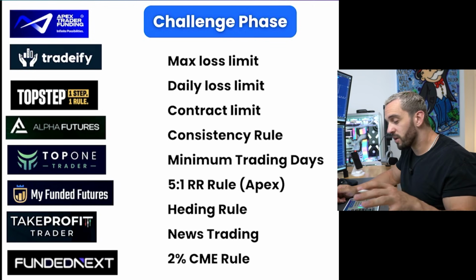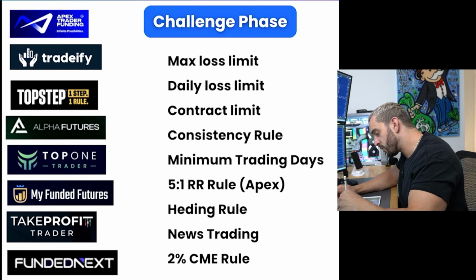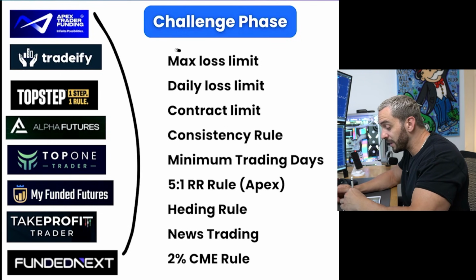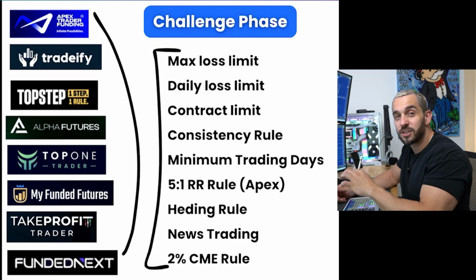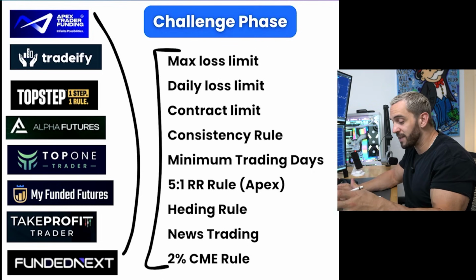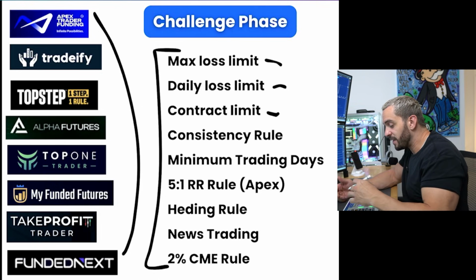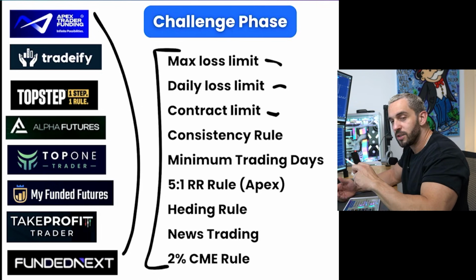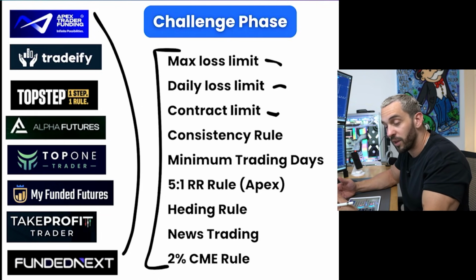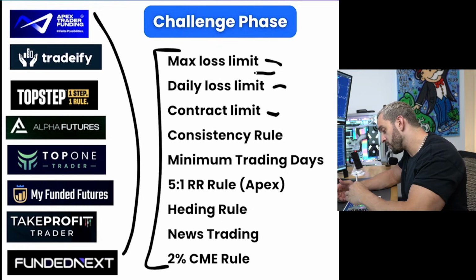All right, so let's get started on the challenge phase. What I did is I went through a bunch of the top prop firms and I made a list of all of the rules that they have in the challenge phase. Now, not every prop firm has every rule here, but I'm going to explain each one of these, and then I'm going to translate this rule into an actual number that we can use for our trading plan. And we're going to kick this off by starting with the max loss limit.